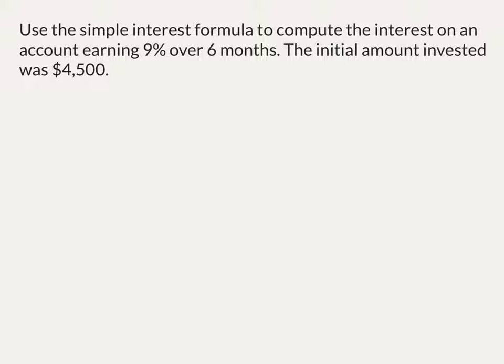Use the simple interest formula to compute the interest on an account earning 9% over 6 months. The initial amount invested was $4,500. For this problem, we'll use the simple interest formula I equals PRT, which means that the amount of interest will equal the principal times the rate times the time.